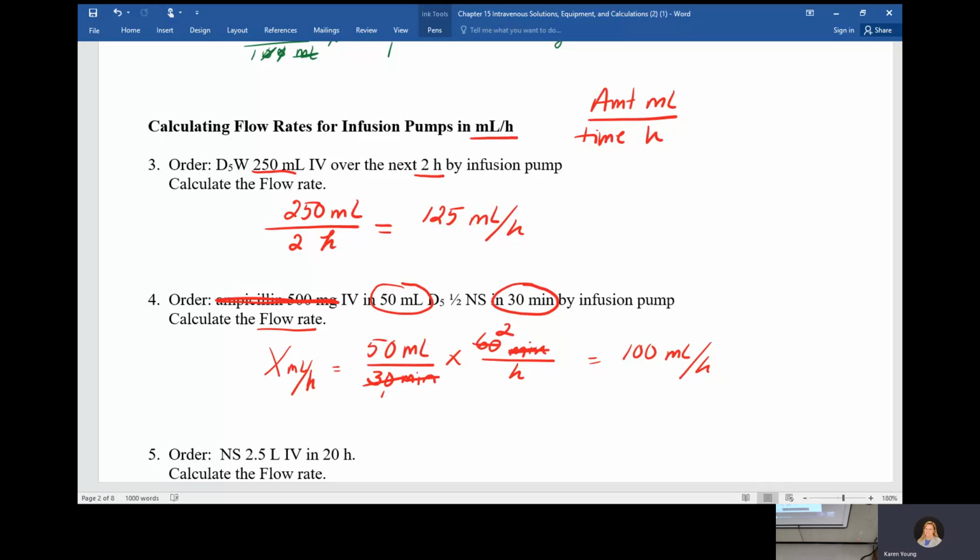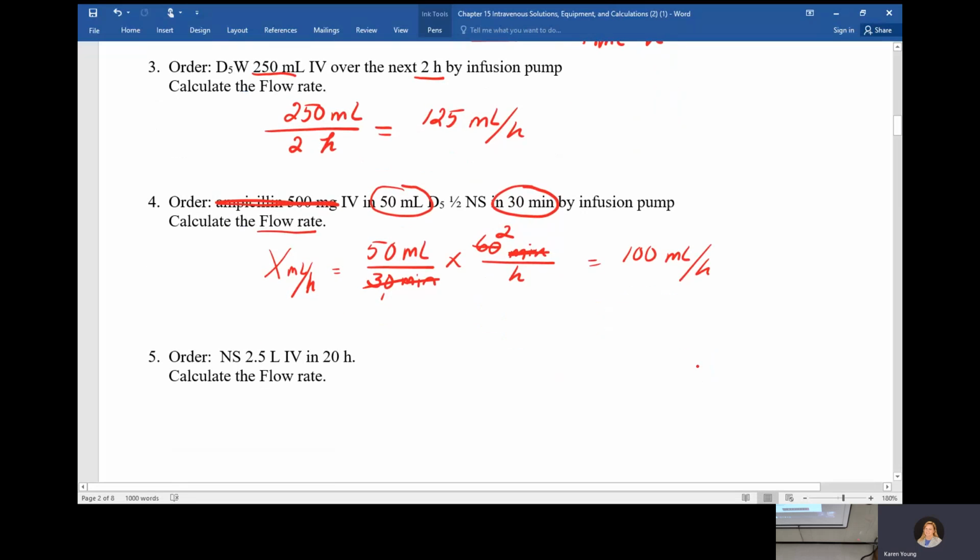And still over 30 minutes, it's going to run slower because I don't have as many milliliters. So you need to know how to do it, or be able to estimate it well enough that once you punch the numbers into the IV pump, that rate is set and it's set at the right amount. Okay.